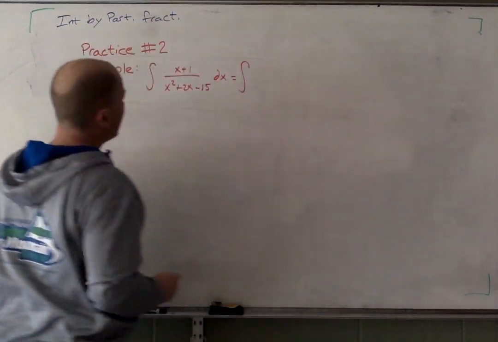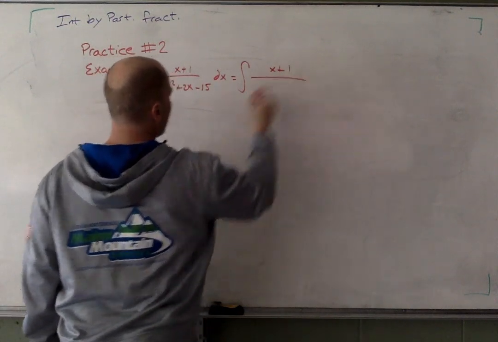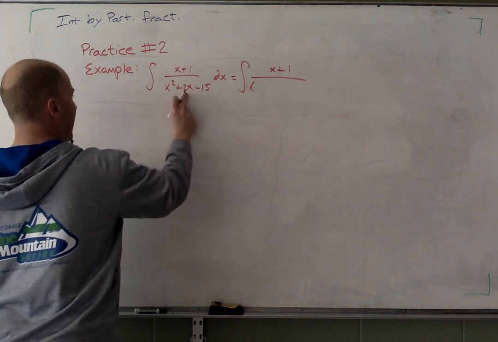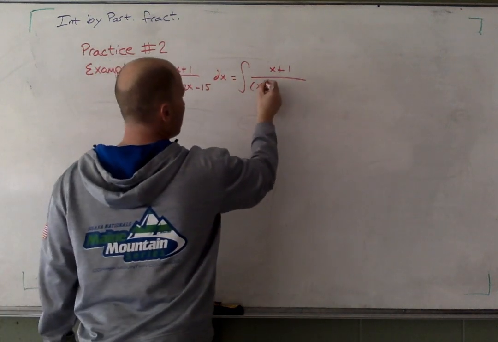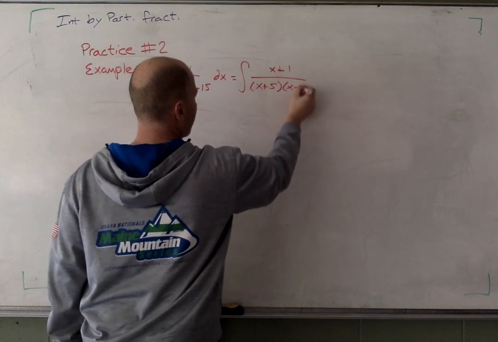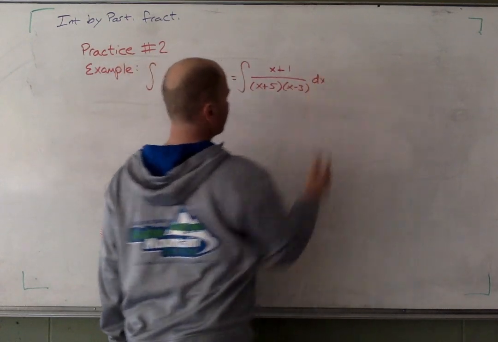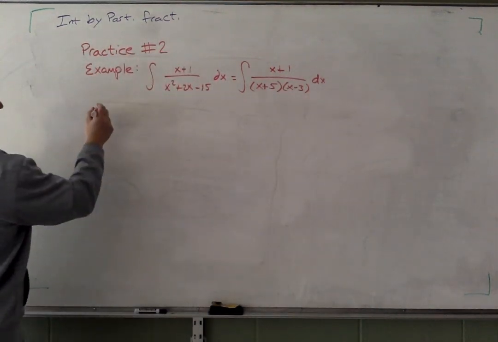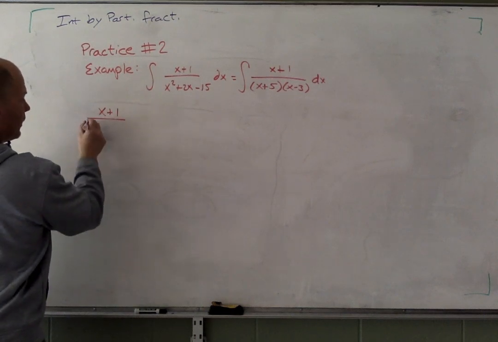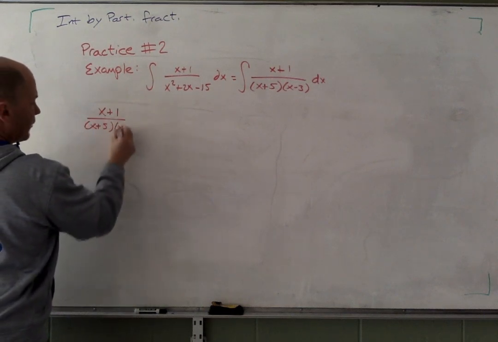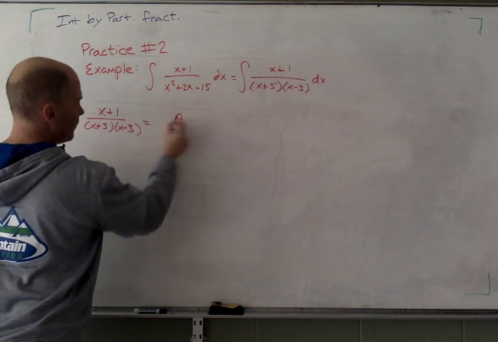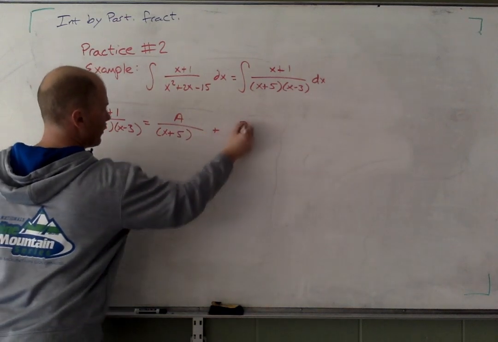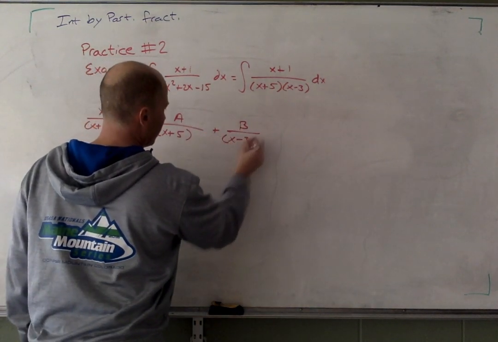So we're going to say that this is the same fraction as 2 numbers that multiply to negative 15 and add to 2, which is x plus 5 and x minus 3 dx. And now we need to turn this into some algebra, so we're going to say x plus 1 over x plus 5, x minus 3 is the same as some number over x plus 5 plus another number over x minus 3.